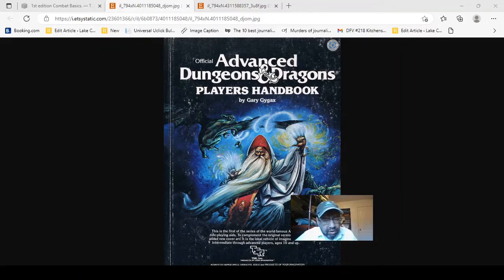For first edition, in general terms, characters can be surprised just as creatures they encounter can also be surprised. And what you do is you basically take it's kind of complicated.